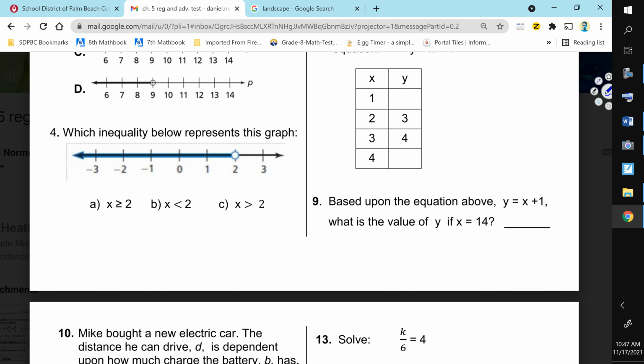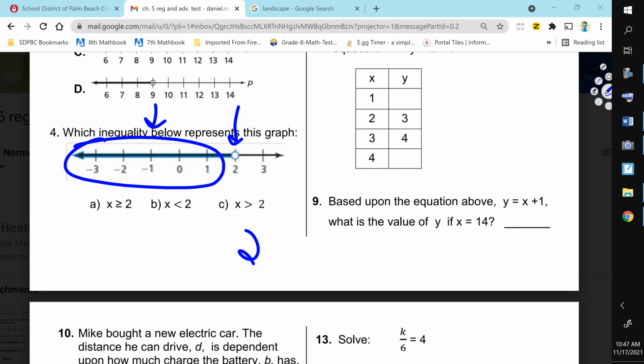Number 4, which inequality represents this graph? All of these values can represent the value of X. You've got to ask yourself, are these numbers right here in this circle bigger or smaller than this number 2? So all these numbers here represent X. 2 is right there. You got to ask yourself, if they're smaller, then you're going to want the mouth facing away from the X. If they're bigger, you're going to want the mouth facing the X. So you've got to figure that out on your own.